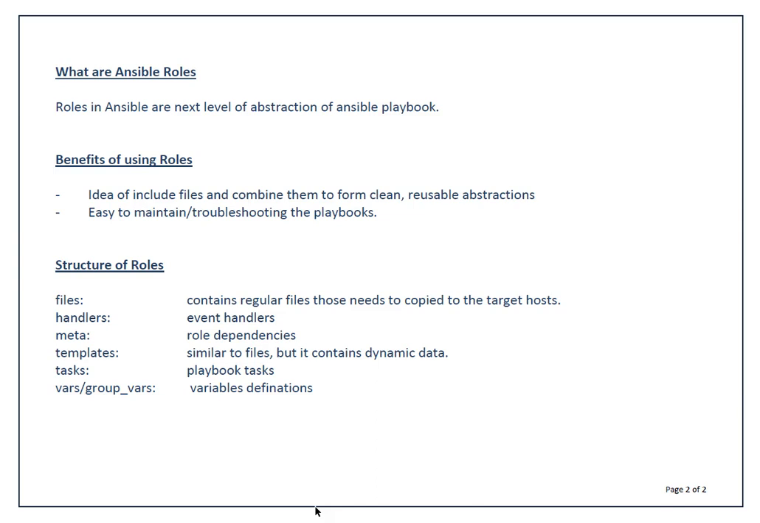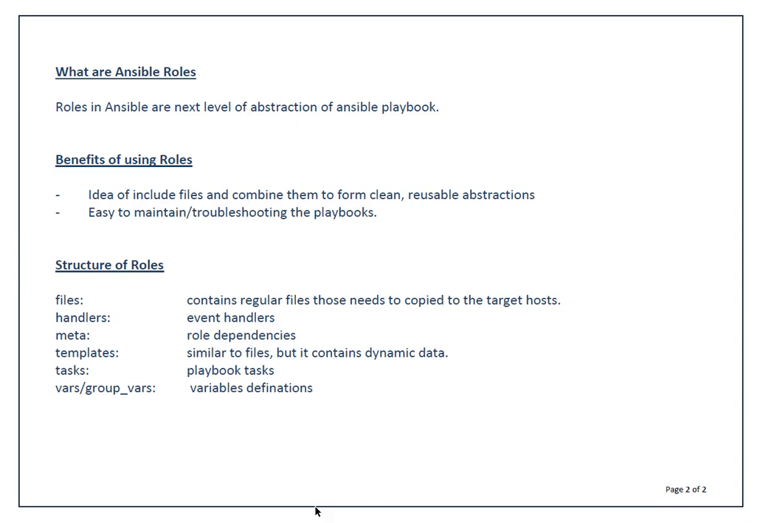Structure of roles. When you create a role, it has a directory structure. Files contains regular files that need to be copied to target servers. Handlers are basically event handling. Event handling means, let's say you have one task. Once that task is finished successfully, it will call that handler, or it will perform some action depending upon your configuration. The meta directory is basically for role dependencies.